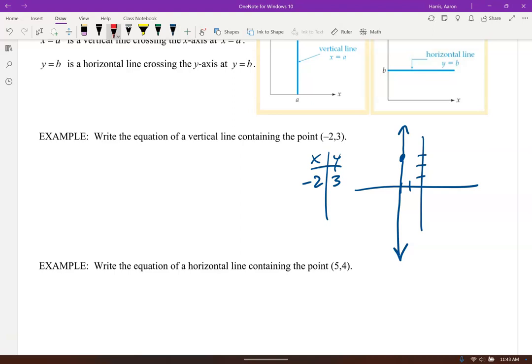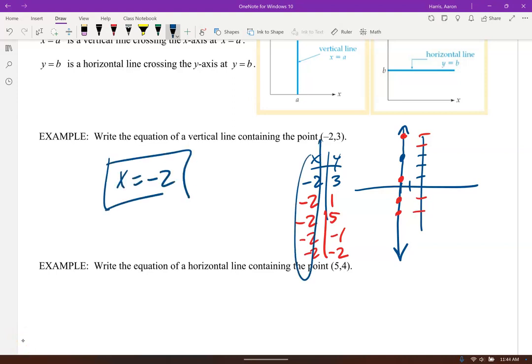Like negative 2, 1 is another one, or negative 2, 5 is another point on the line, or maybe negative 2, negative 1, or maybe negative 2, negative 2. Anyways, all of these, what do they have in common here? Well, notice all these points have an x value of negative 2. So that's the equation of this. X is negative 2. That's it. So a vertical line will always be x equaling the constant wherever it's at.